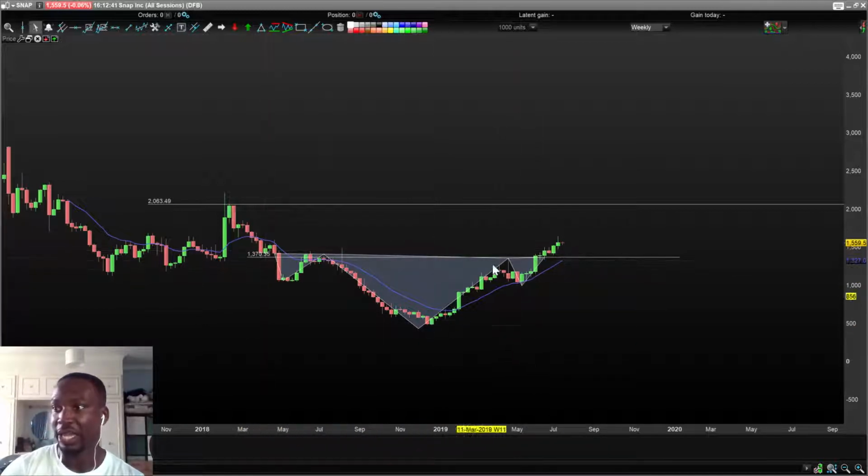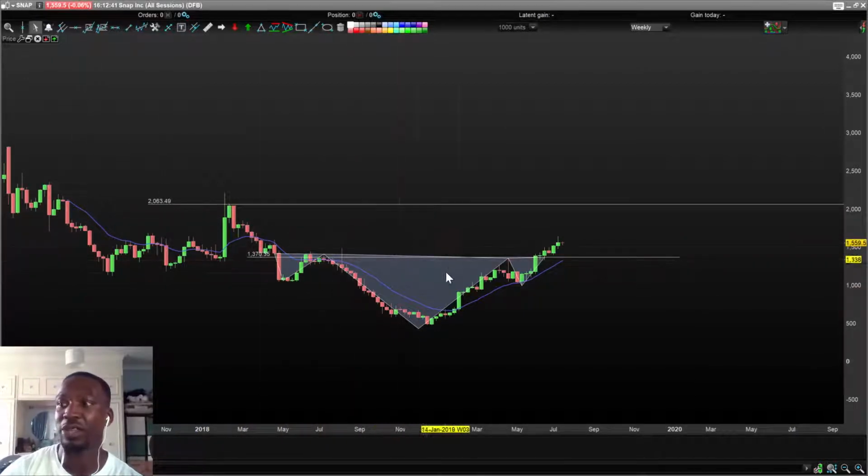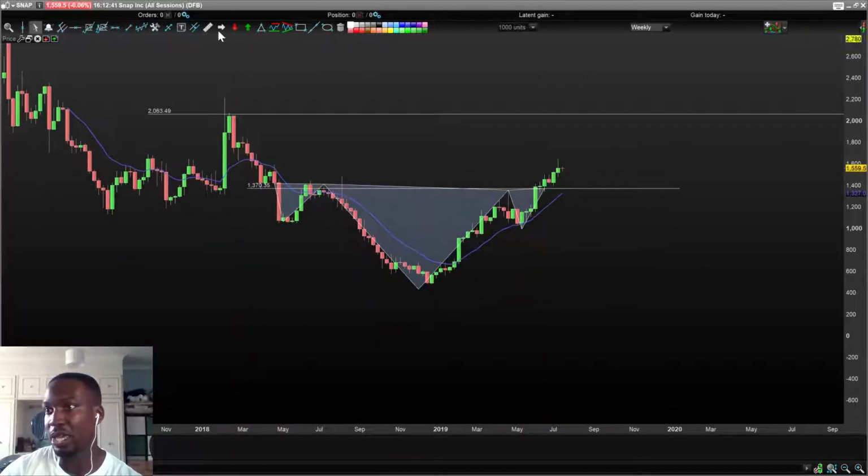Here it looks like a reverse head and shoulders, an inverted head and shoulders. So what that tells me is that whenever there's an inverted head and shoulders, once it breaks out of the right shoulder, it's going to be a bullish run. And the rule of thumb says that wherever it drops down to from here is where it's going to go up to from here. So what I mean by that is from here to here.